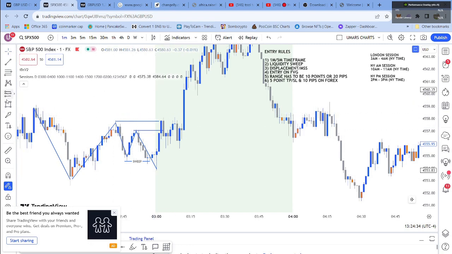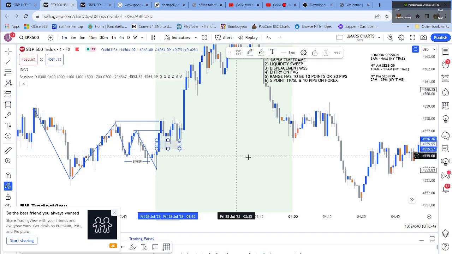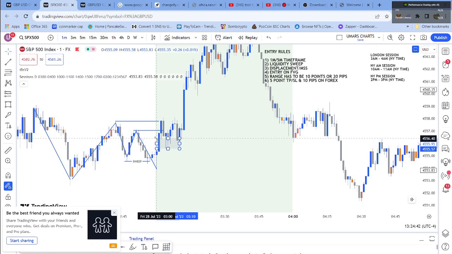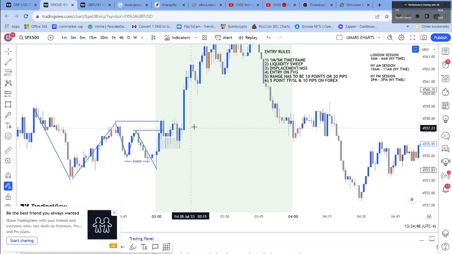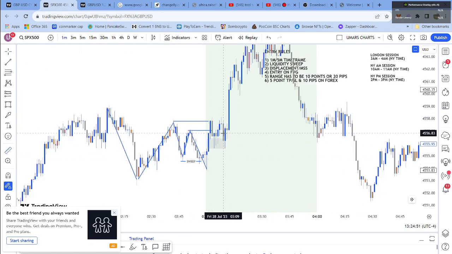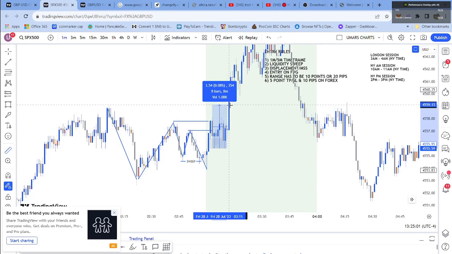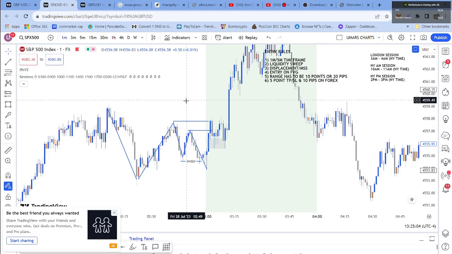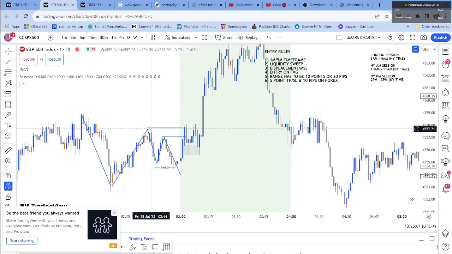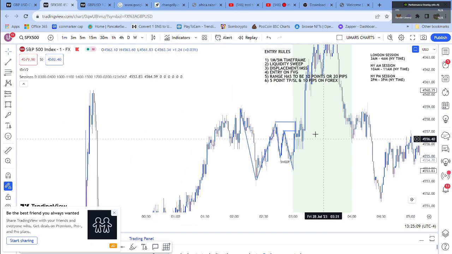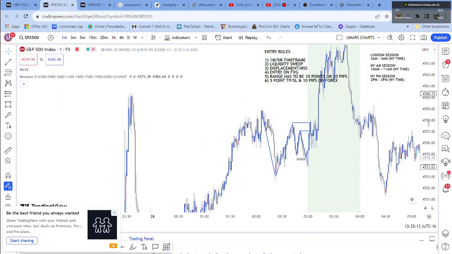After identifying that, you will then take your tool and mark out your fair value gap. After identifying your fair value gap, you will then measure your next range. So from here you'd be looking for 5 handles, my bad, you'd be looking for 10 points, 10 handles. As you can see, this has not provided 10 handles, so there was no entry here.